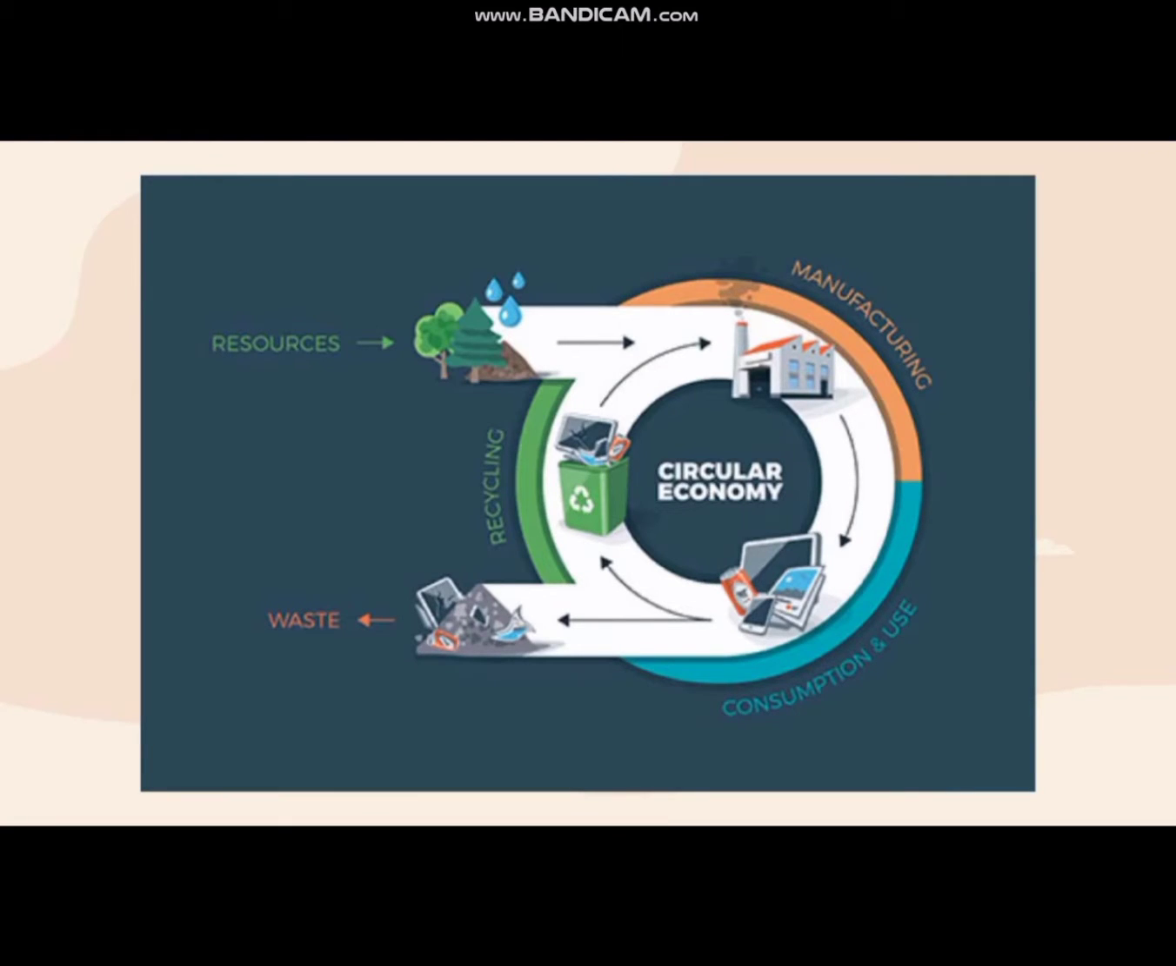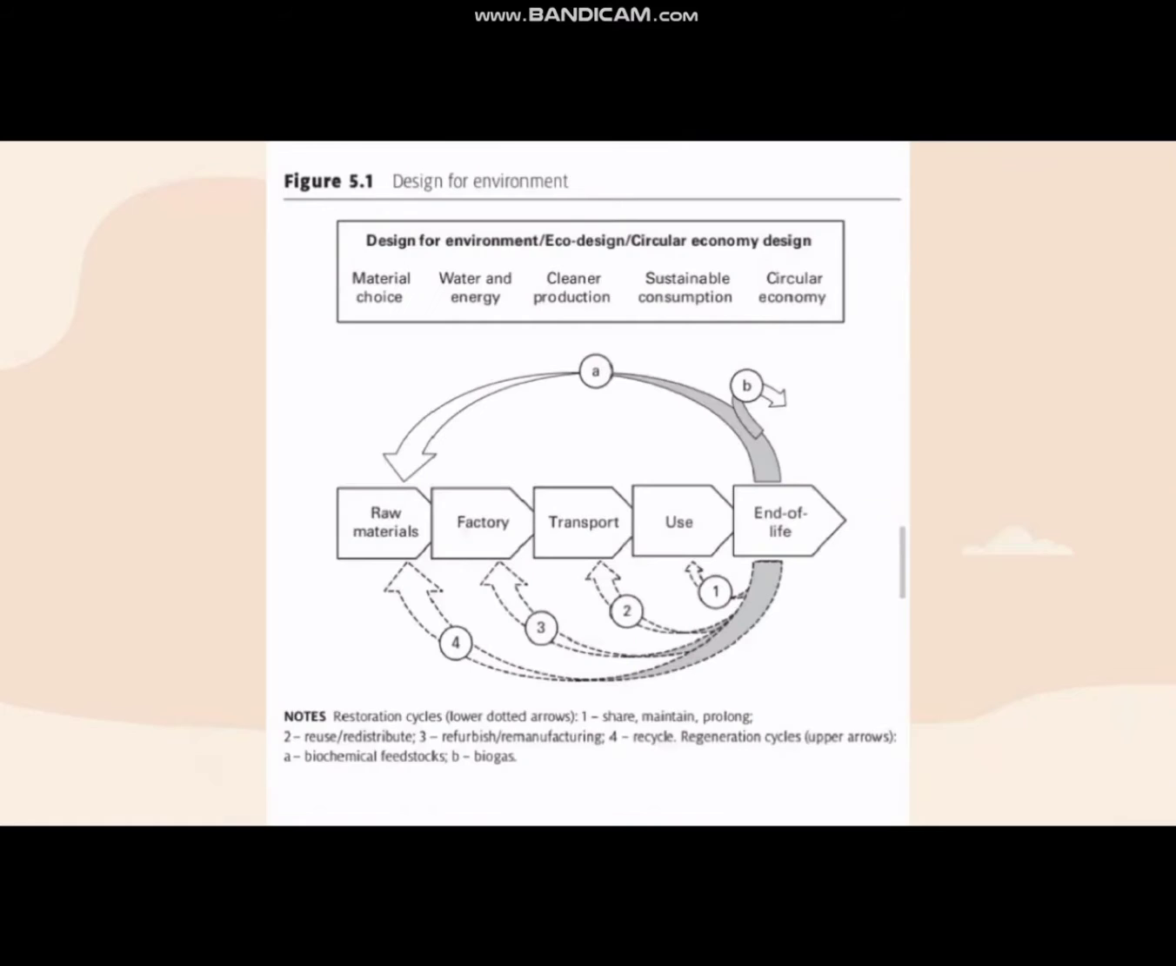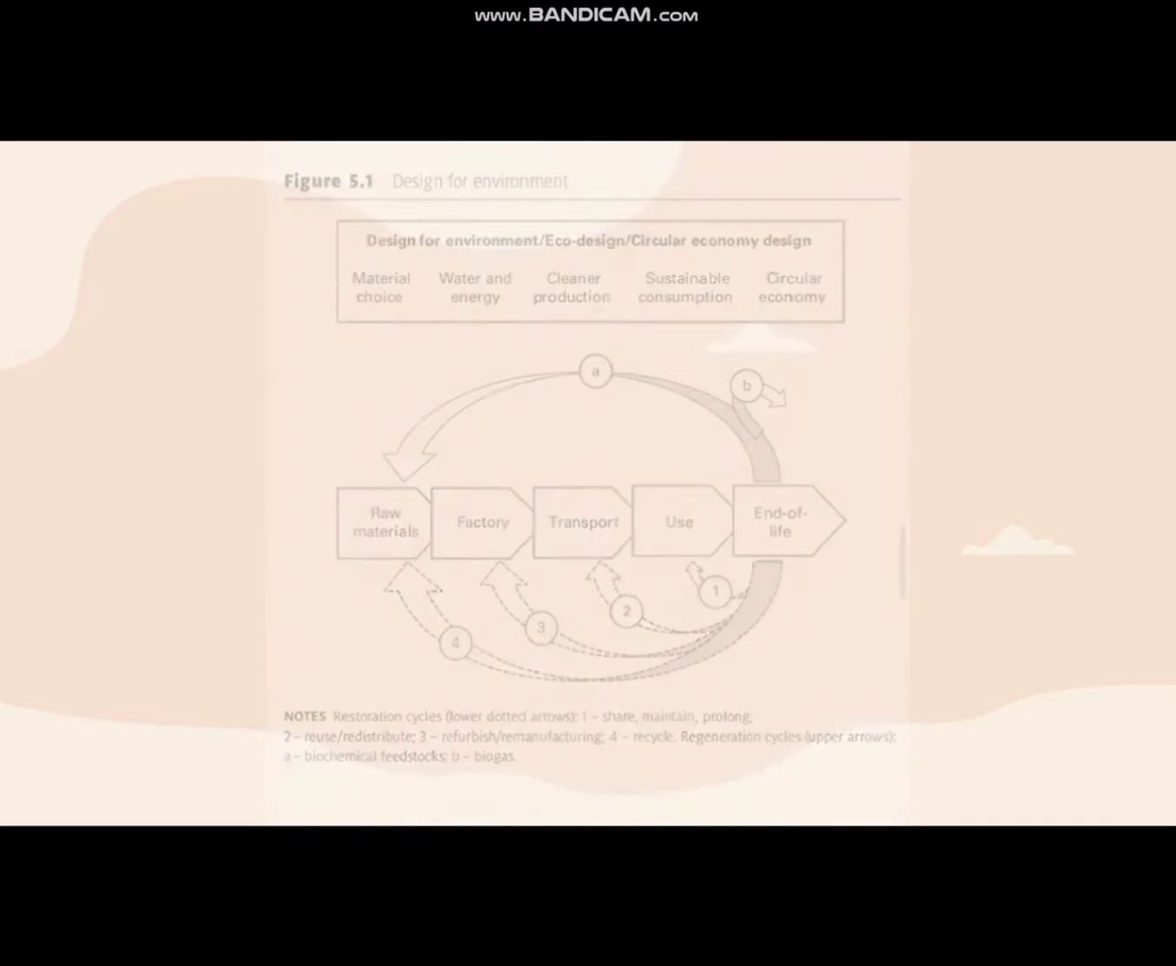Circular economy is another concept that can be used to guide design for environment. It aims to keep products, components, and materials at their highest utilization and value at all times. The sample illustration shows the 5 major phases of a value chain or product life cycle, which are the raw materials, manufacturing or the processing of a product, transport or the distribution of products to customers, use or the consumption of the product, and lastly, the end-of-life management.